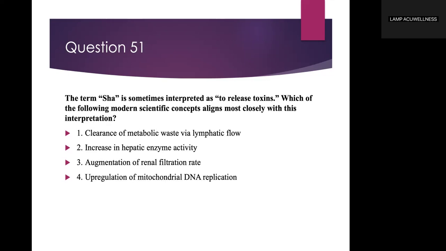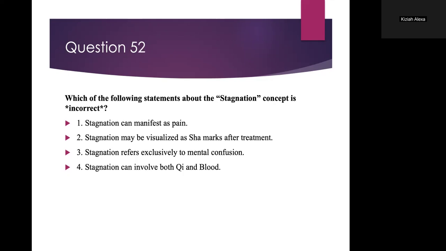The term Sha is sometimes interpreted as to release toxins. Which of the following modern scientific concepts aligns most closely with this interpretation? The clearance of metabolic waste via lymphatic flow. Which of the following statements about the stagnation concept is incorrect? Stagnation refers exclusively to mental confusion.